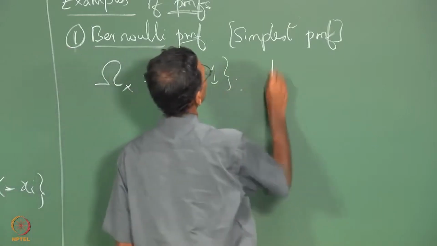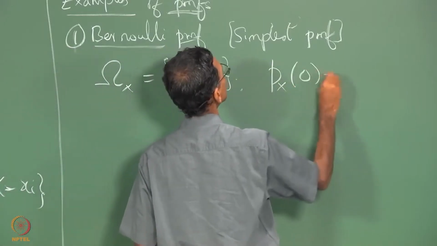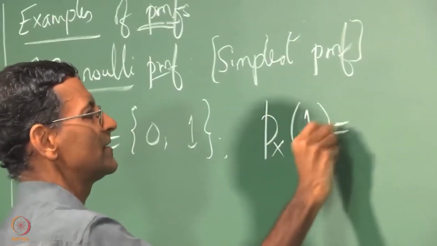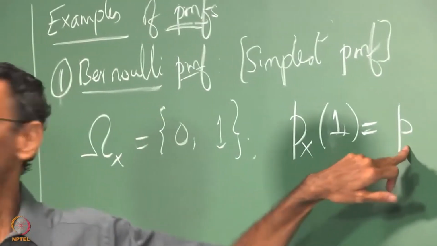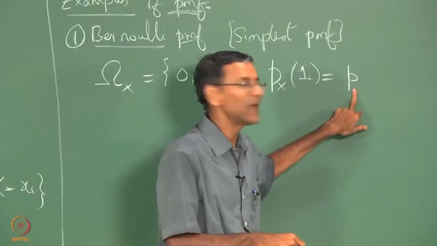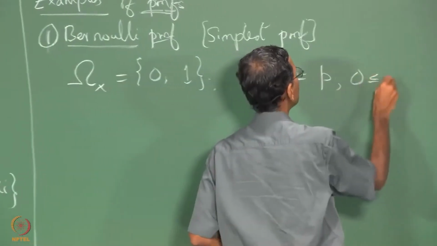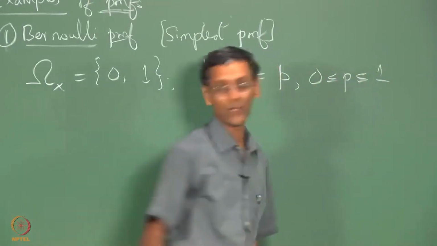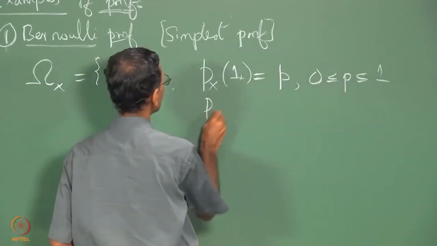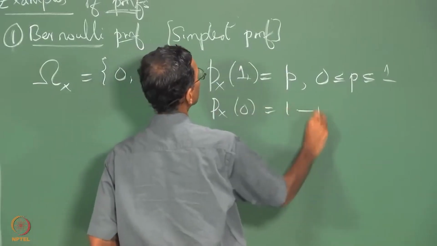And px of 1 we say is some number p. So this PMF is parameterized entirely by this number p, which could be any number between 0 and 1, and in the degenerate case we are also allowing it to take the extreme values. So obviously px of 0 must be 1 minus p.